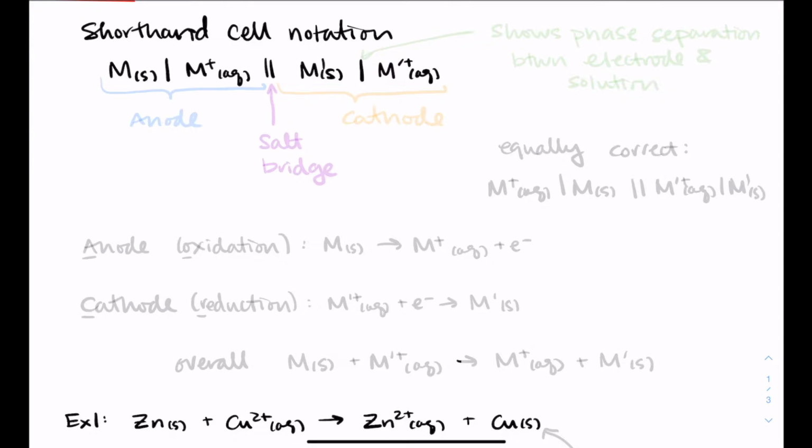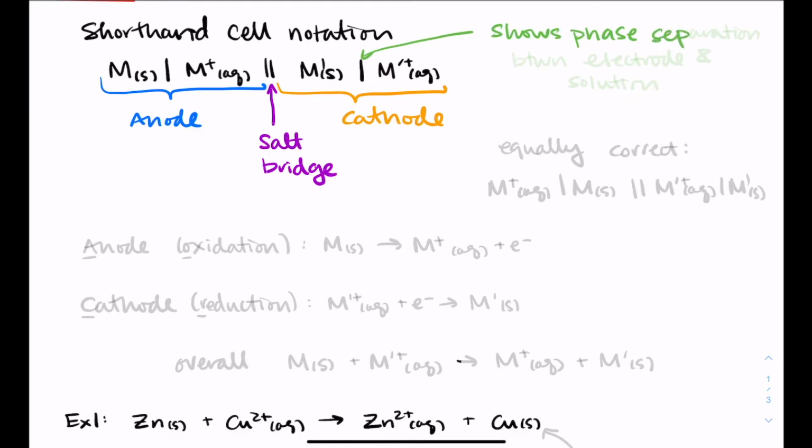And on the left, the first thing that's listed is always the anode, and then two lines that represent the salt bridge. The solution and the electrode for the cathode go on the right side. So the single line shows a phase separation between the electrode and the solution. The double line represents the salt bridge and shows a separation between the anode and the cathode.